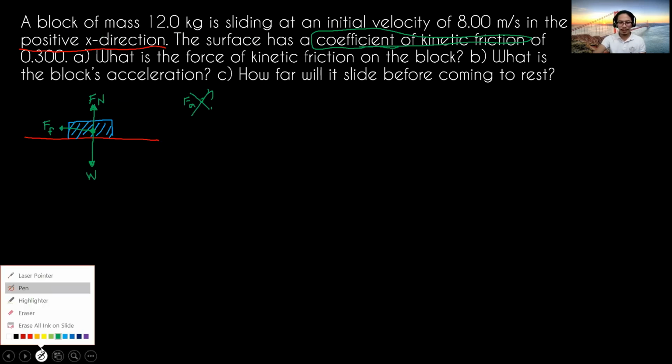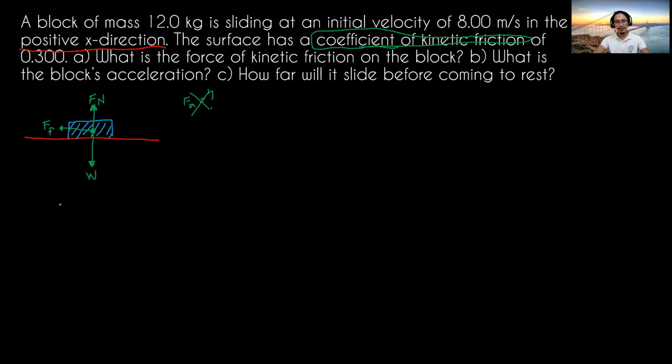Okay, so let us identify all the given values. First, we have mass, which is equal to 12.0 kilograms. Whenever there is mass, automatically solve for the weight so you won't get confused. That is 12.0 times 9.81, which is 117.72 Newtons. Three significant figures only.